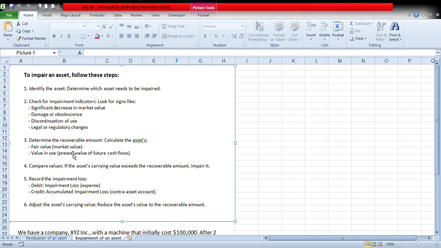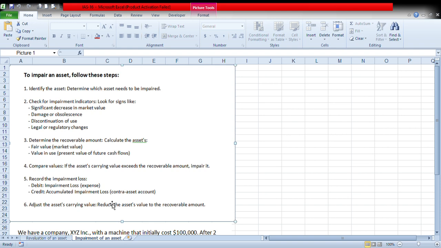Now step number 3 is determine the recoverable amount. Calculate the asset's fair value and value in use, present value, future value. So we take the fair value, right? Step 4 is compare values. If the asset's carrying value, meaning book value, exceeds the recoverable amount, exceeds the market price, exceeds the fair value, then impair it, right? Okay, record the impairment loss.